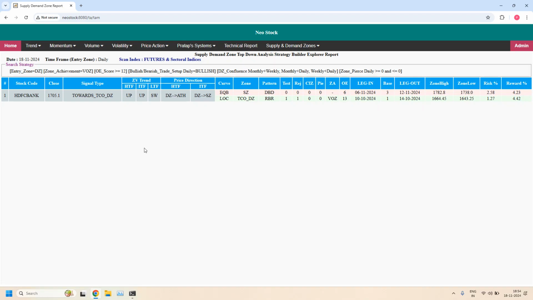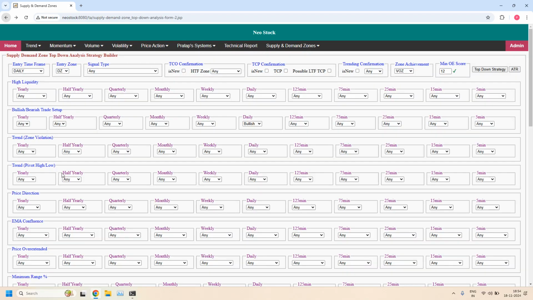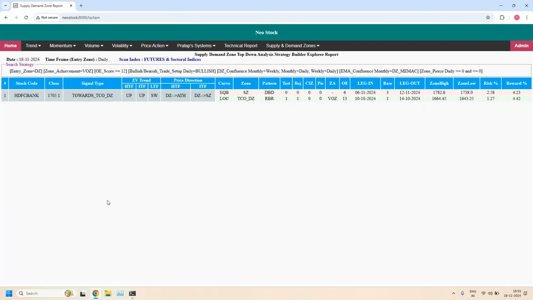HDFC Bank trend is up. If it is also having monthly EMA confluence, it is even more high probability setup. Let's verify. In the EMA confluence at monthly time frame, monthly demand zone with monthly EMA confluence filter, we got the stock. So this is an even more high probability setup supported zone, and also it is a TCO demand zone. We already learned TCO concepts.